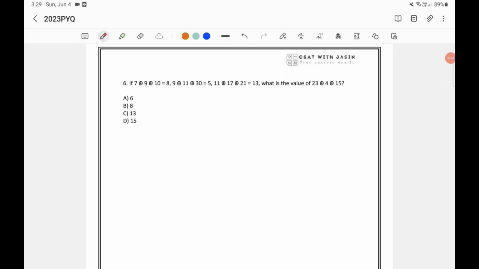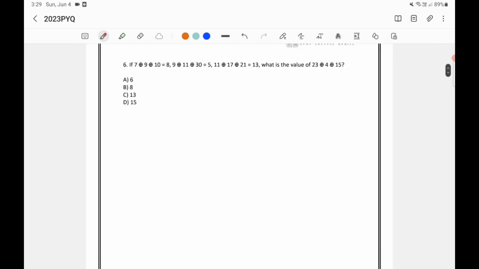So now let us look into the next question. Here 7 plus 9 plus 10 is equal to 8, and 9 plus 11 plus 30 is equal to 5. Some things are given and they have asked the value of 23 plus 4 plus 15. If you add 7 plus 9 plus 10, you will get 26. If you add 9 plus 11 plus 30, you will get 50. If you add 11 plus 17 plus 21, you will get 28 plus 21, which is 49.